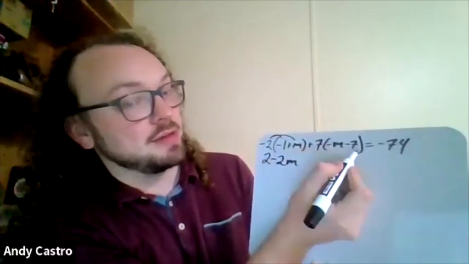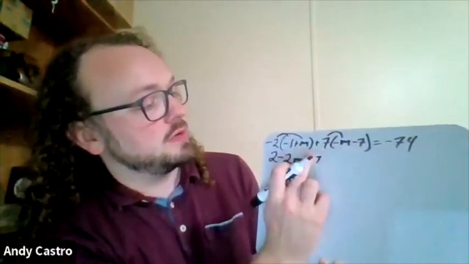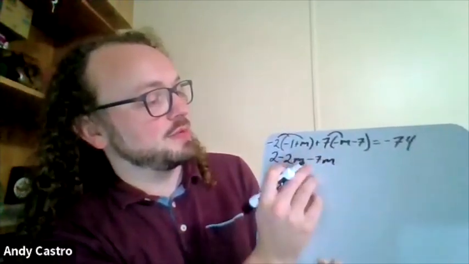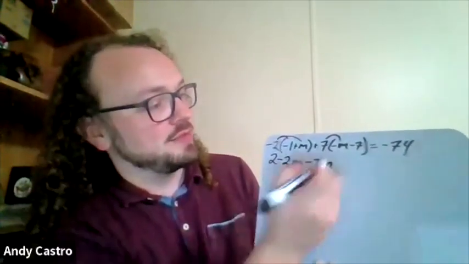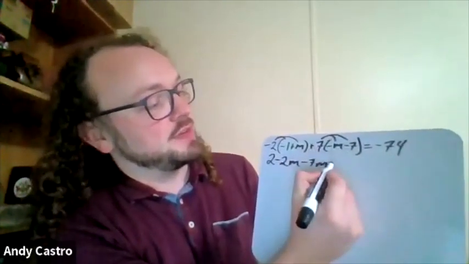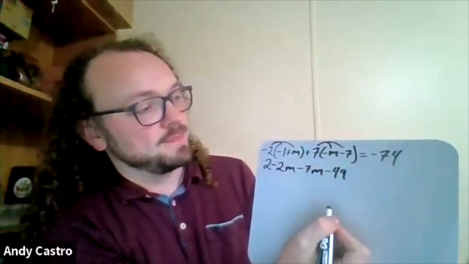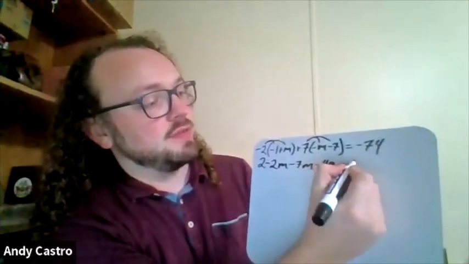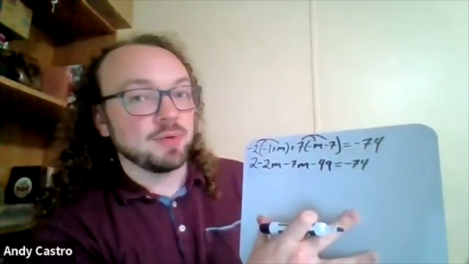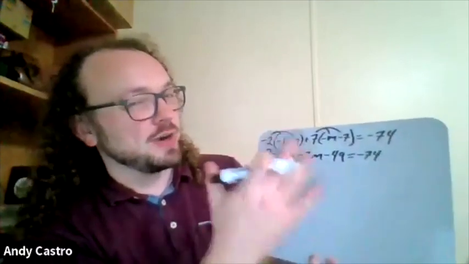Then I'm going to do the same thing over here. 7 times negative m, oh, almost missed that, is negative 7m. That's why we're reviewing this. Make sure we keep track of negatives and positives. Then 7 times negative 7 is negative 49. And on the other side, we still have negative 74. So now I can combine like terms and see where I can go from there.